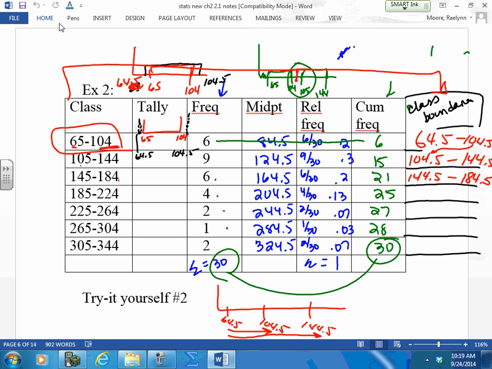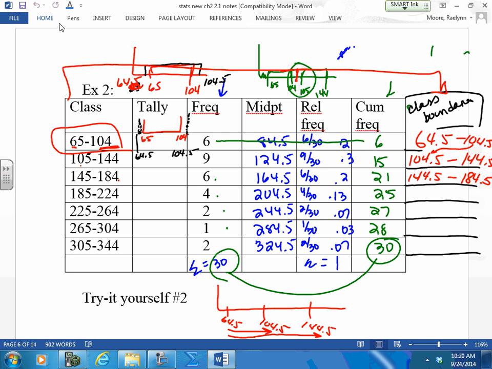So what would my first class boundary be? 25.5 to what? 34.5. Everybody okay with this? Can you see this over there? Okay, 25.5. Here I have a 26 to a 34. I need to drop this out here and over here. So doesn't that make sense? I drop it 0.5, I raise it 0.5.